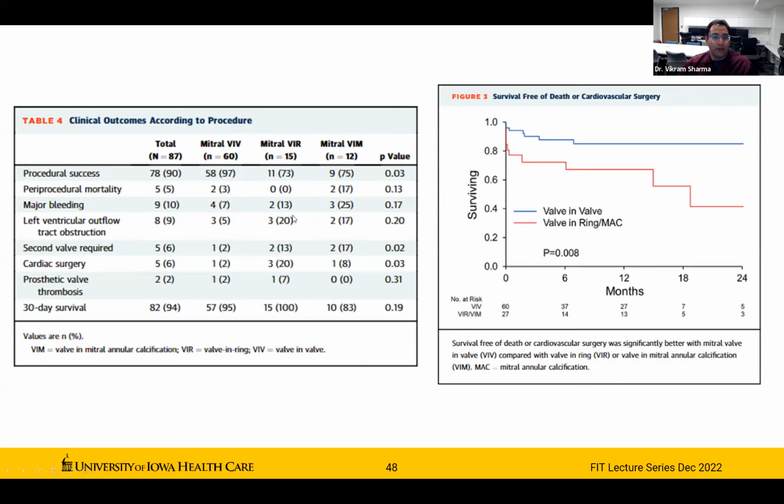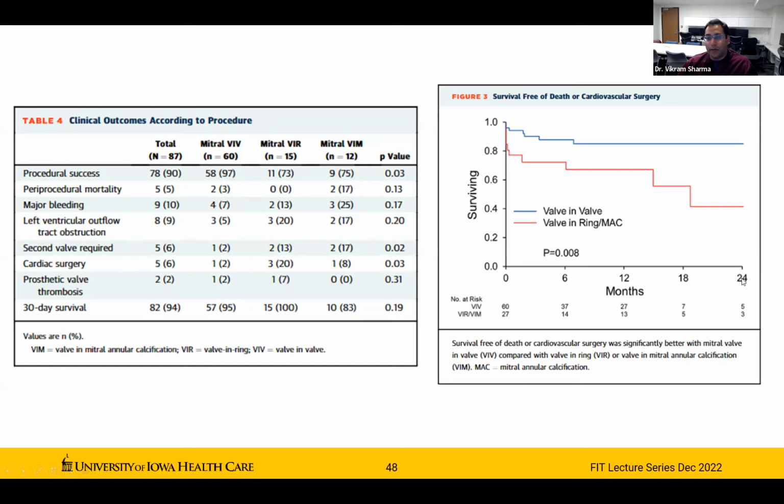There were a lot more chances of left ventricular outflow obstruction in patients undergoing a valve-in-ring or valve-in-MAC approach, and a large number of these patients also needed a second valve. But if you look at just the valve-in-valve population, the 30-day survival was 95%, as you mentioned, with a great amount of procedural success. And that is very promising.